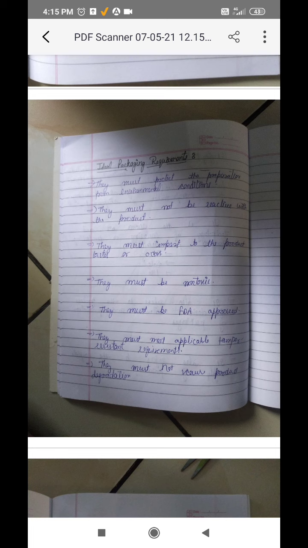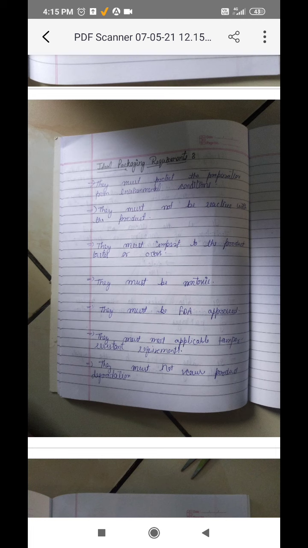Next is they must not impart to the product any taste or odor. The packaging material which we are going to use for the packaging of our pharmaceutical preparation should not have any kind of effect on the taste or odor of the product. Next one is they must be non-toxic, so that they could not affect our pharmaceutical preparation. Next is that they must be FDA approved.